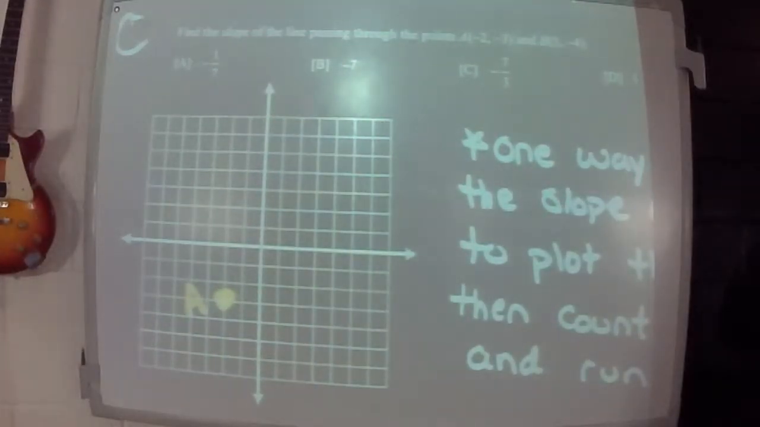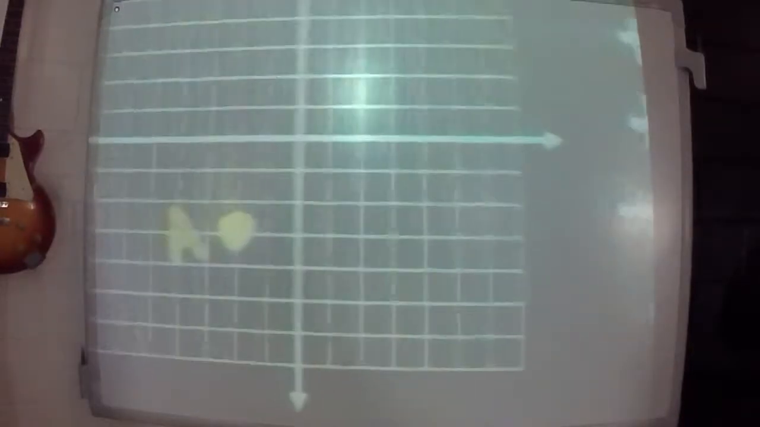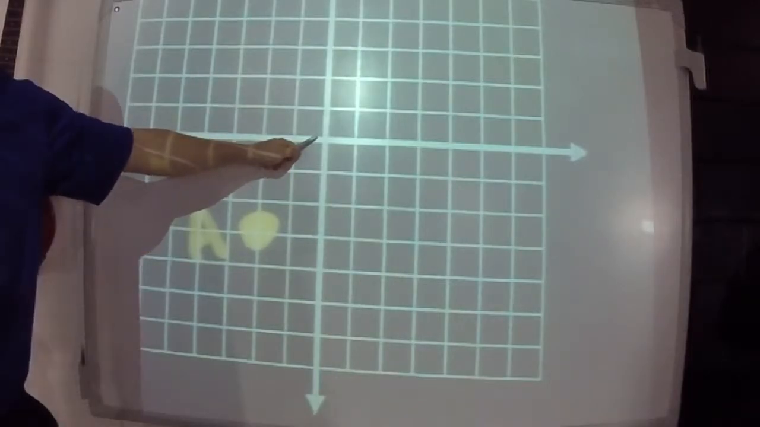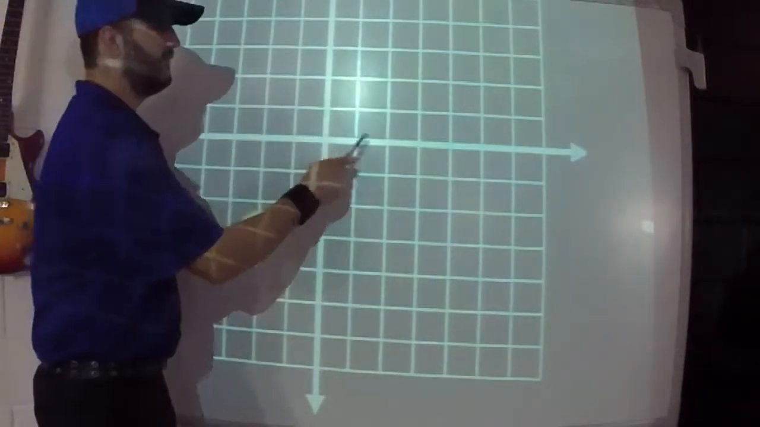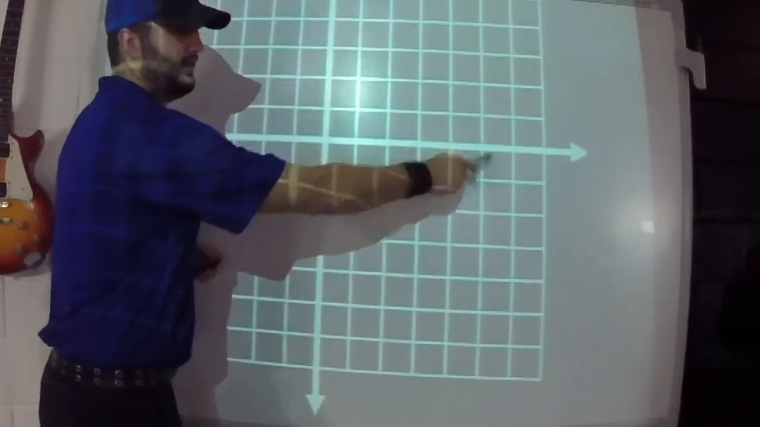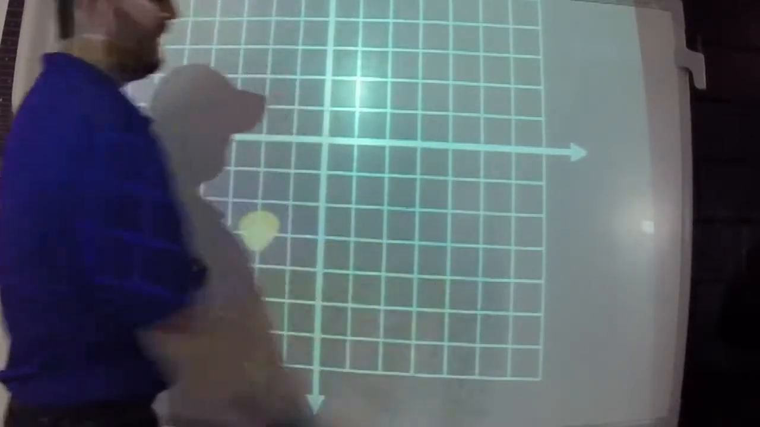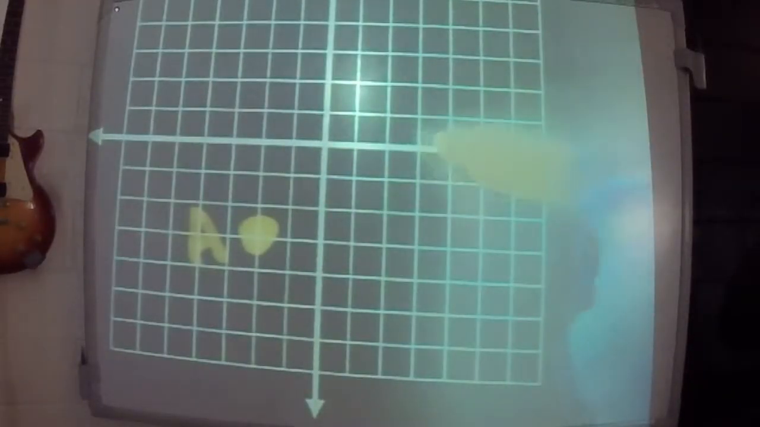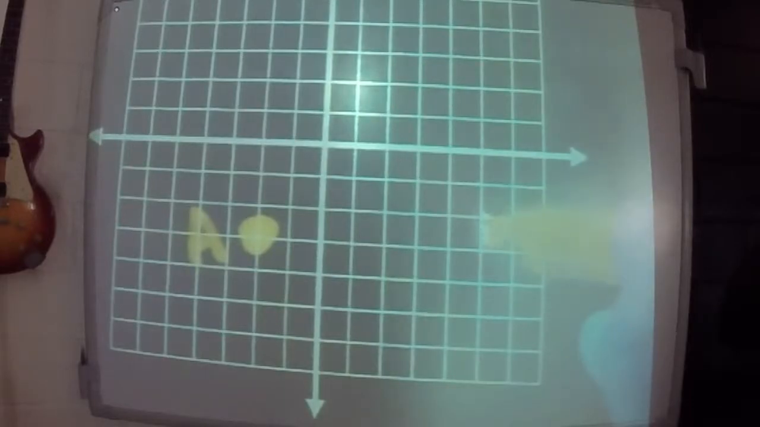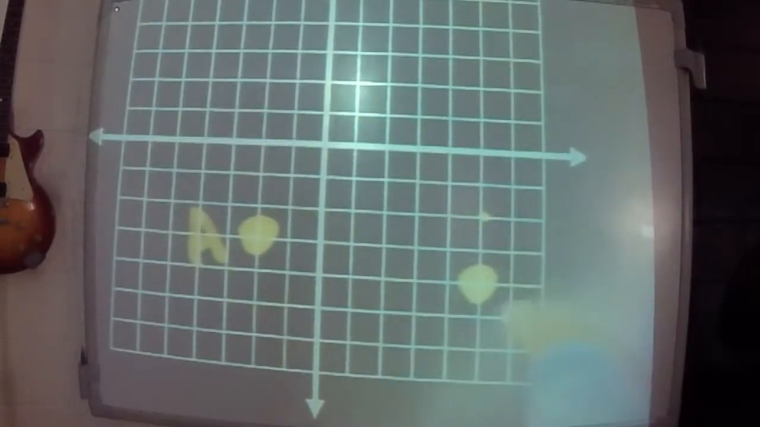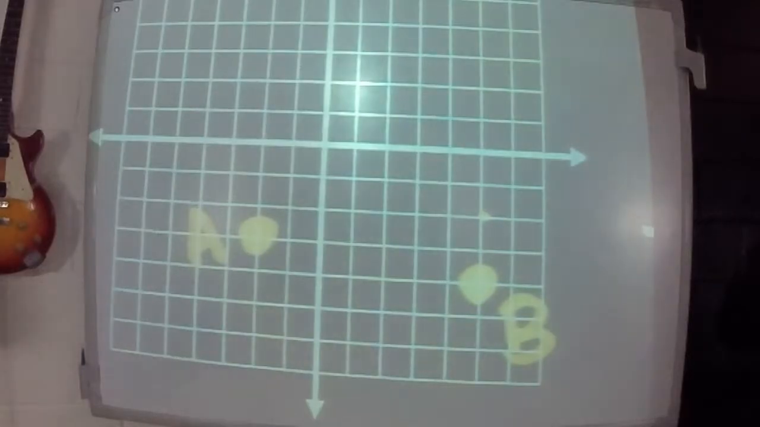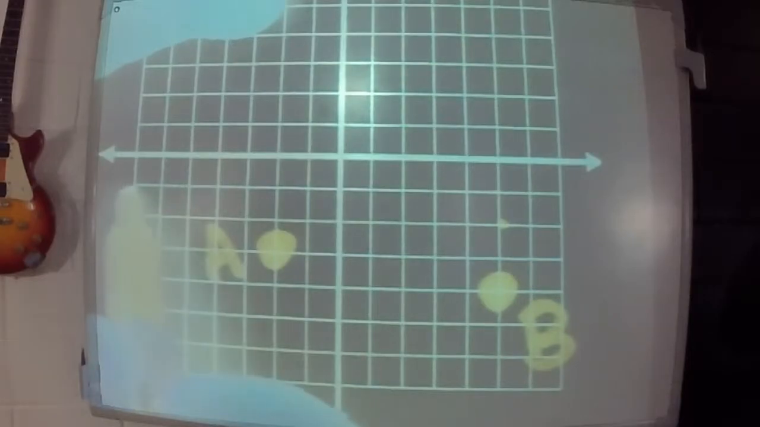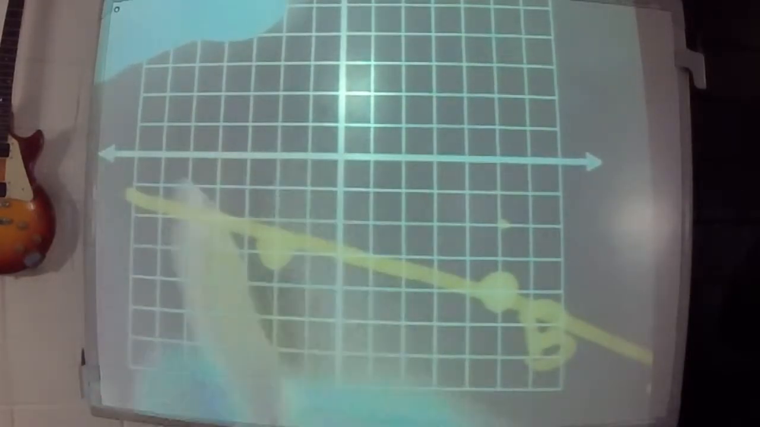The other point is 5, -4. How do I get to 5, -4, starting at the origin? You go right 5, then down 4. Put a dot there and call it B at 5, -4. Then you can connect a line through it so you can see the line, and we want the slope.